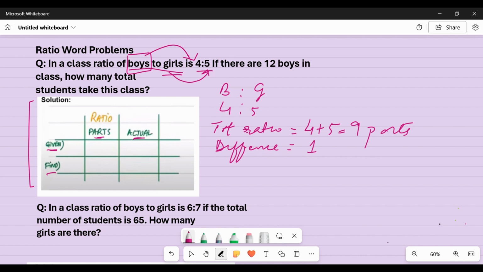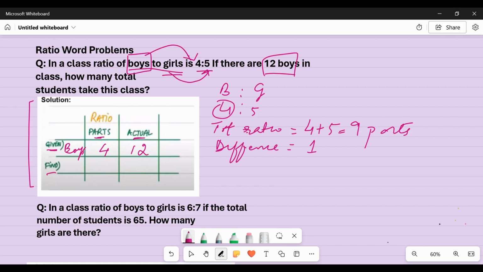So in this question, what is given to you? The boys are given to you. So here we write down boys. And how many boys? 12 boys. So this is the actual value, and I'm fixing this 12 in this box, right? And it says parts. Parts belongs to ratio. The boys are given to you, so what is the ratio part for the boys? Let's check in the question. 4 parts. So I'm writing 4 here, right?